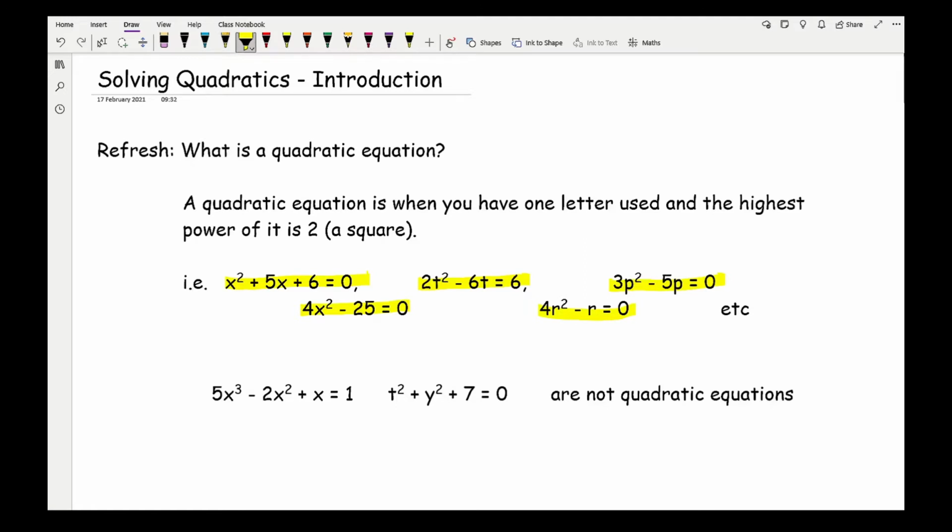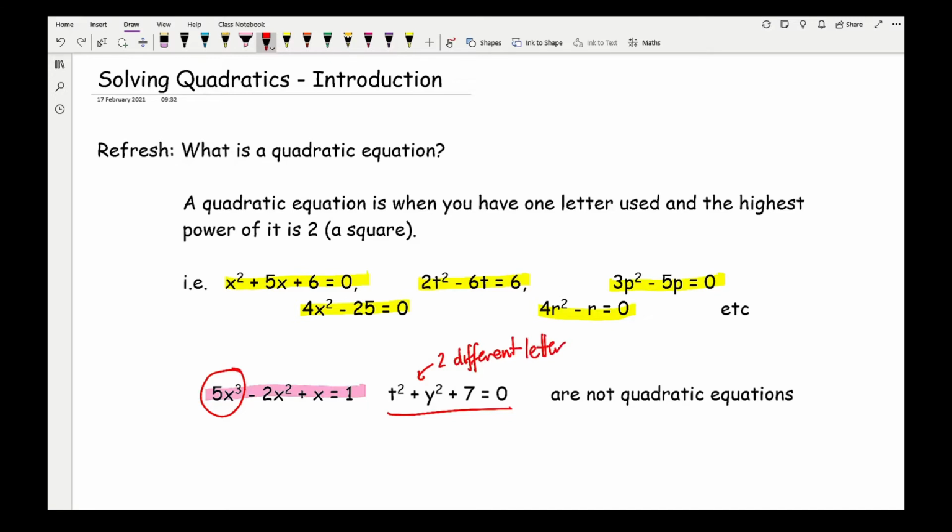Now in terms of these other examples, these are examples which aren't quadratic. This equation here is not quadratic because although we've got only one letter being used, the highest power is 3. It's this term here that makes it not quadratic. And for the second one, you can see that we've got two different letters. So although the highest power is 2, we have got two letters being used, therefore that is not quadratic.